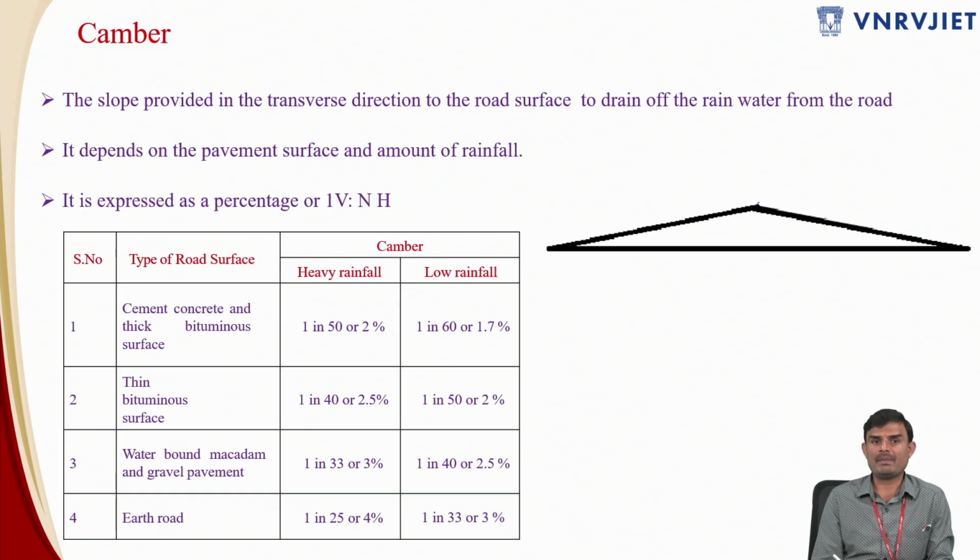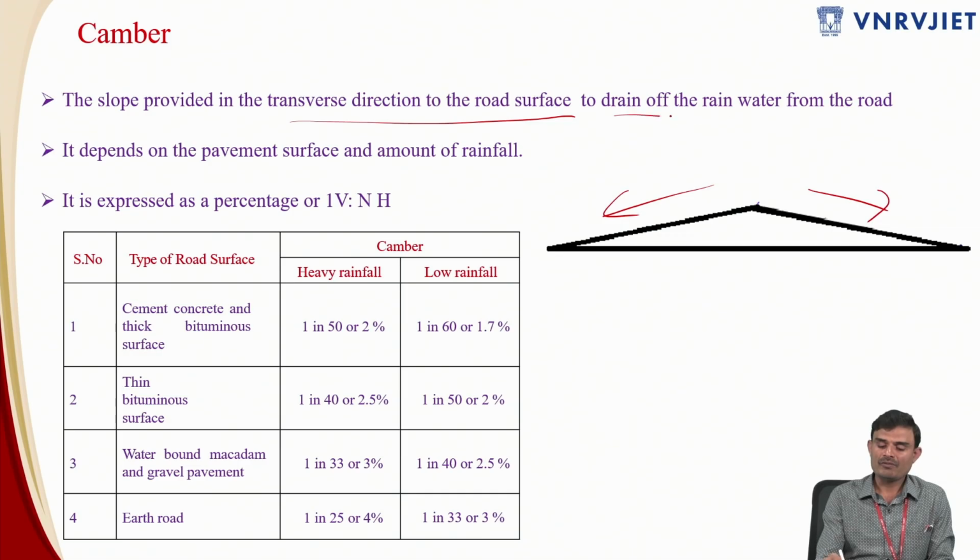Whereas the camber is going to depend upon the type of the rainfall. It is provided in the lateral direction or in the transverse direction. The slope provided in the transverse direction to the road surface is very, very important to drain off the rainwater from the road surface. So that is said to be the camber. It is going to depend upon the type of pavement surface and the amount of rainfall.